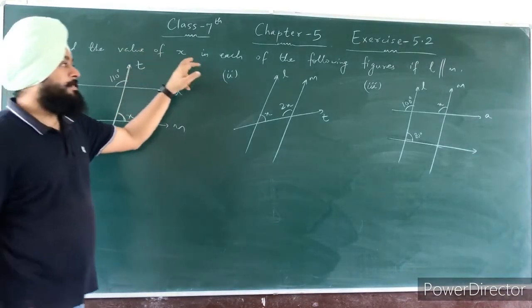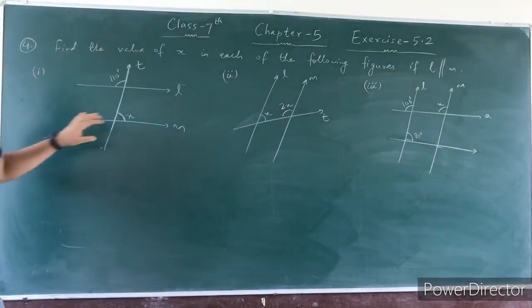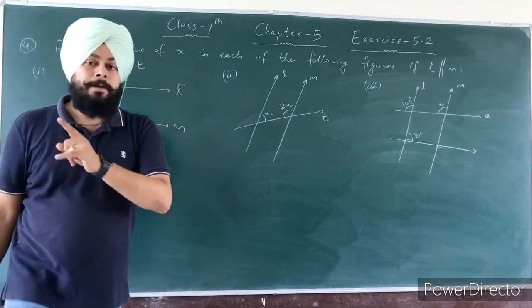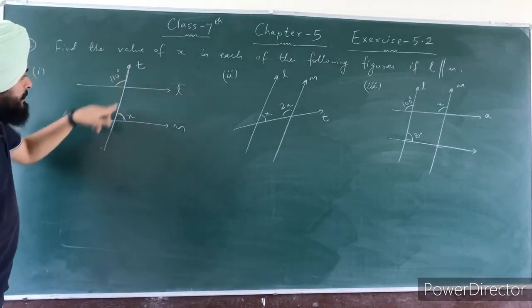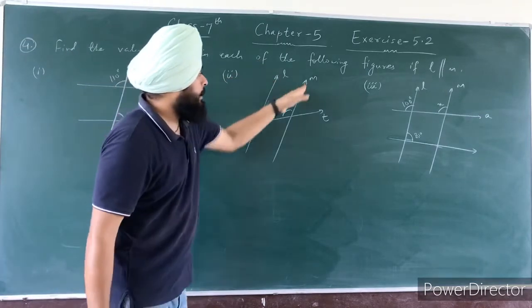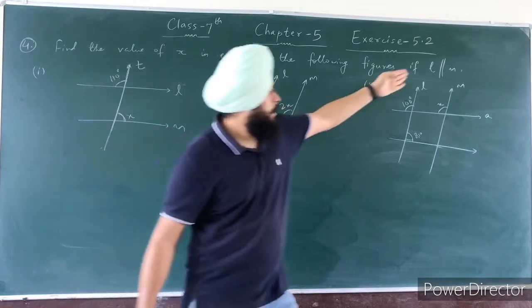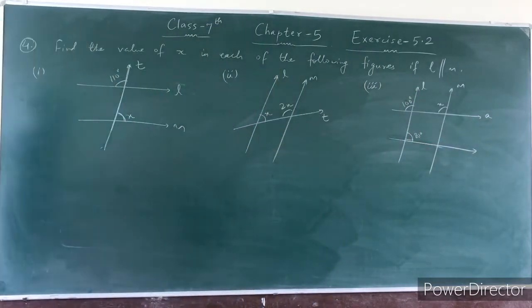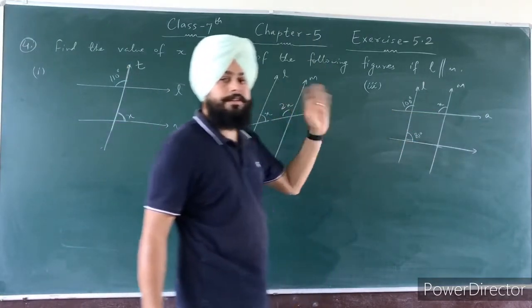Find the value of x in each of the following figures if L is parallel to M. So there are a total of 3 figures. In all these 3 figures, the condition is given that L is parallel to M, and this T is a transversal. In the second figure also, L is parallel to M, this T is a transversal. L parallel to M, this A is a transversal. Alright. So we have to find the missing value of x in all these 3 figures.